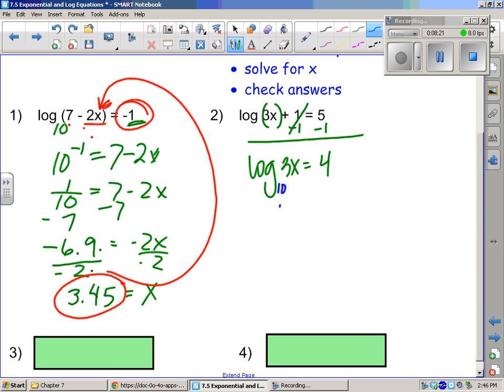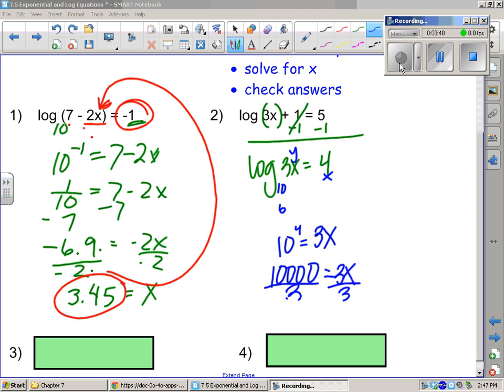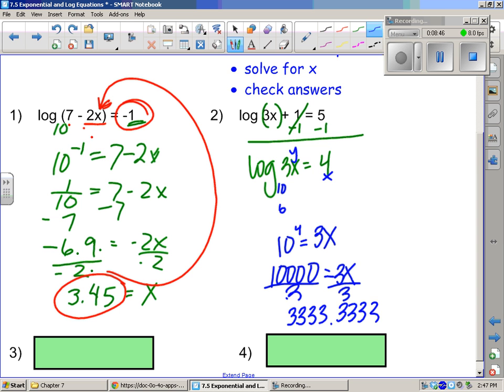So base 10, so 10 to the 4th. Okay, so I'm doing 10 to the 4th equals 3x. That's 1 with 4 zeros. Yeah, right? 10,000 equals 3x. Divide by 3. Alright, so I'm dividing by 3. That's going to be lots of 3's. 4 3's and then 4 more 3's. That's x, and that's rounded.